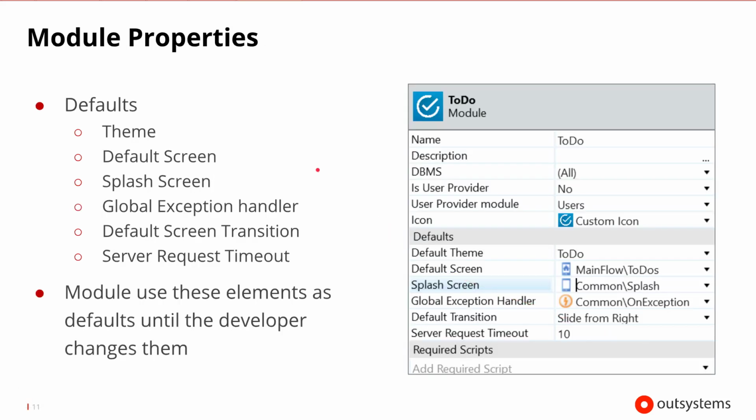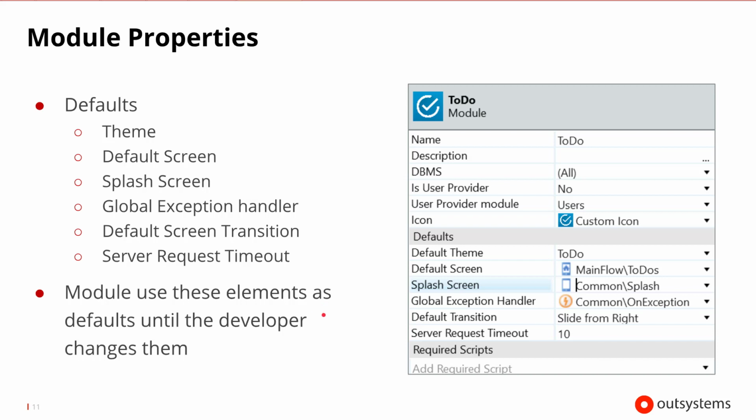Now, last but not least, the module that we're working in, and in our case it's our to-do module, has a number of defaults. And the defaults are, what is the default theme for this module? What's the default screen that we will actually go to? What is the splash screen that's going to be used? What's the global exception handler? What's the default transition screen? And what's the server request timeout? So all of these defaults right here are things that we should be able to set for this particular application.